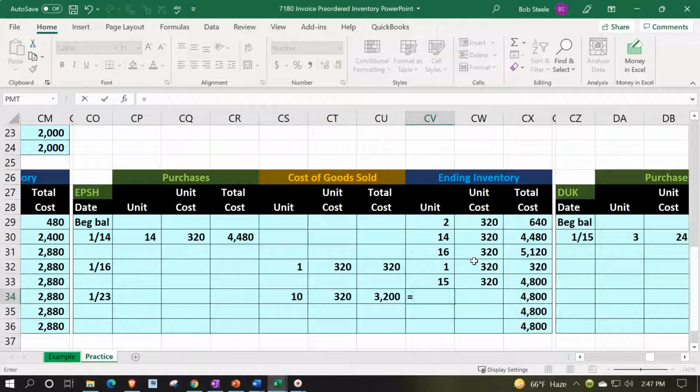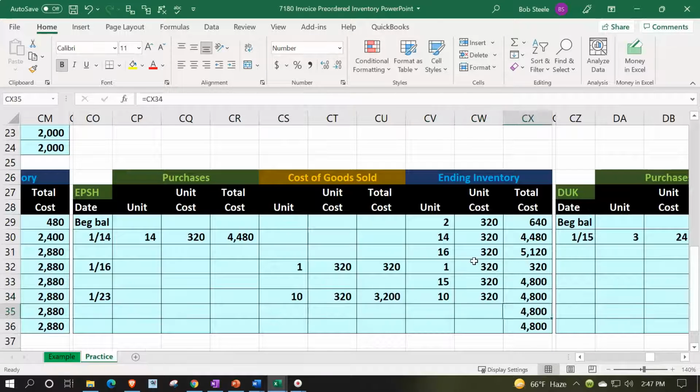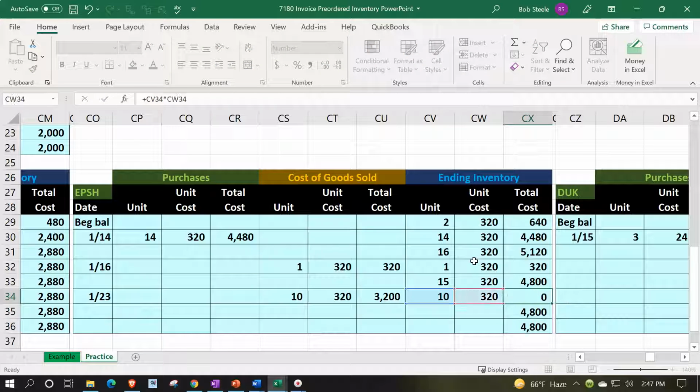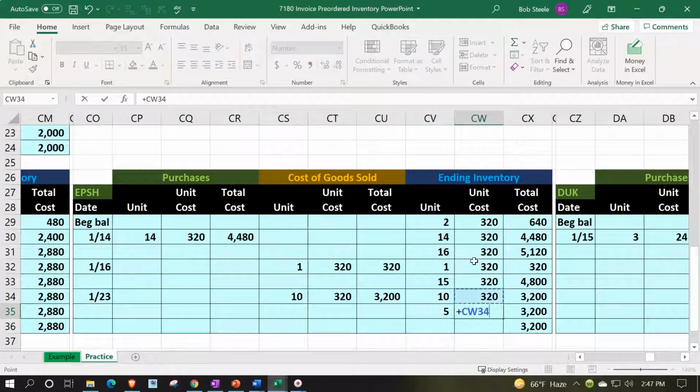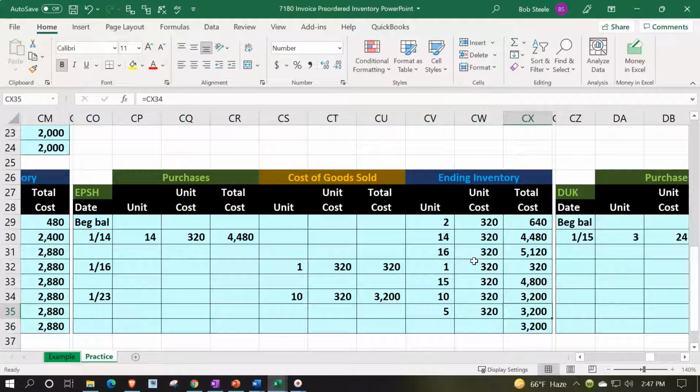What happens to the ending inventory? The same 10 decrease times the 320. 10 times 320, giving us the 3,200. We had 15 units minus the 10 units, gives us 5 units left at 320. This being the cost, not the sales price, by the way. 5 times 320 is going to be the 1,600.